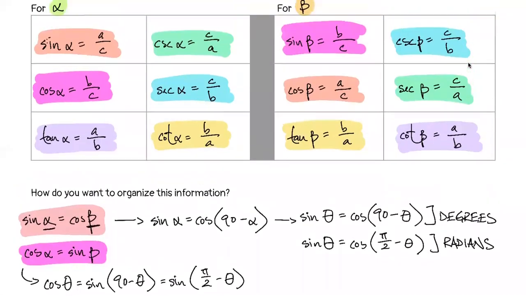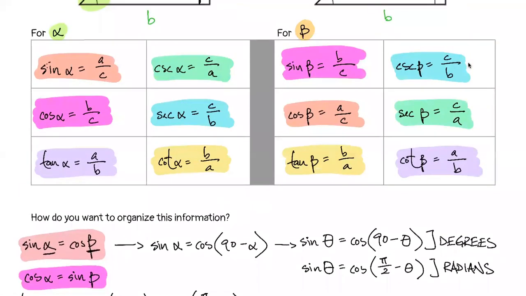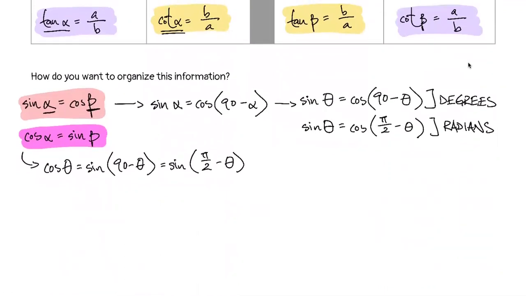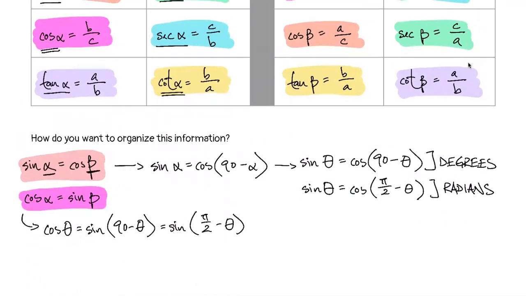And so for every pair that we found above, the green pair, the blue pair, the yellow pair, the purple pair, all of those are cofunction pairs. And you'll notice the names tell you they're going to be cofunctions, like sine and cosine, secant and cosecant, tangent and cotangent. So for each one of these pairs, we could write out the cofunction identity. Let's do one more of these, and then I'm going to leave the other three for you to write down.